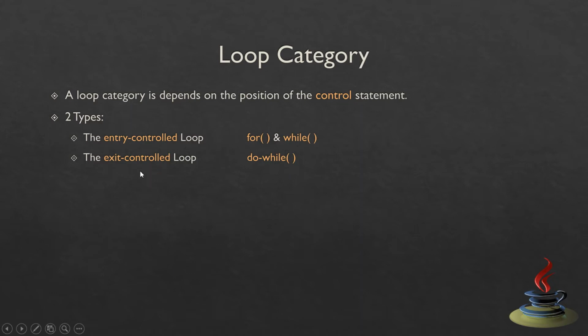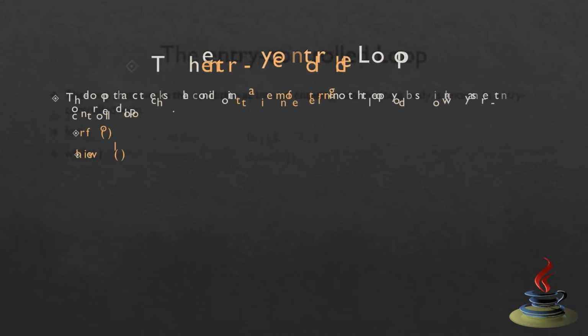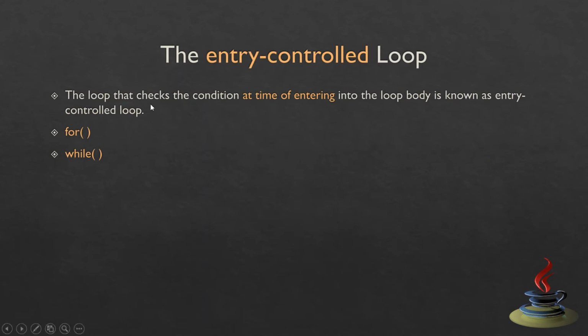Okay, all right, so let's go to our entry control loop. What is an entry control loop? The loop that checks the condition at the time of entering into the loop body is known as an entry control loop. That means it first checks the condition, and only then accesses the loop body. This is called an entry control loop. The for loop and while loop come under this category.